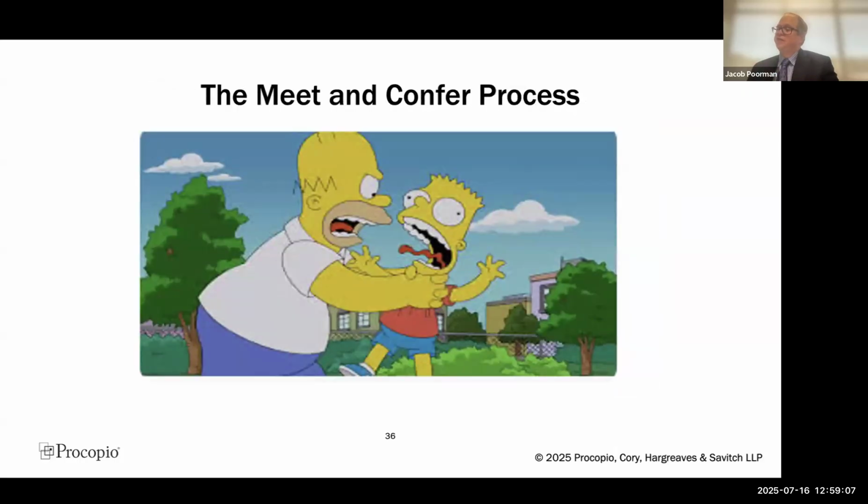After serving formal objections, the parties are then required to meet and confer in an effort to resolve their disputes. As part of the meet and confer process, parties will typically agree on a protective order to protect confidential information.